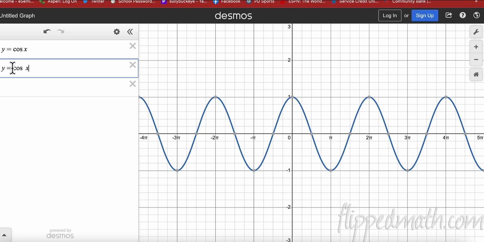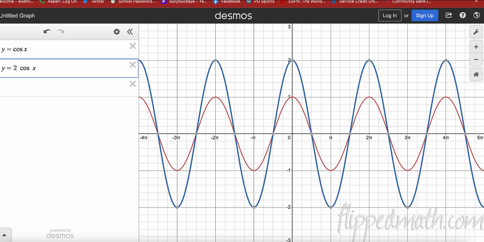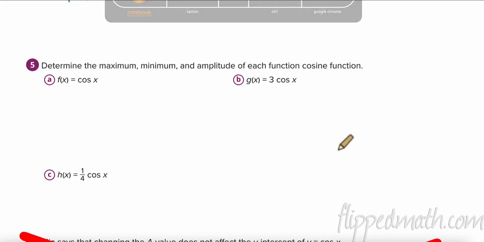So now we're going to multiply this one. Let's multiply it by 3 or 2. Let's see what happens. Ooh, same thing happens. Our amplitude is just raised up, or our amplitude is just raised down. Everything is the same, whether it's sine or whether it's cosine. Notice again, the period is still 2 pi. That didn't change. All that changed was the amplitude. All right, so let's go back. Now we can do these.